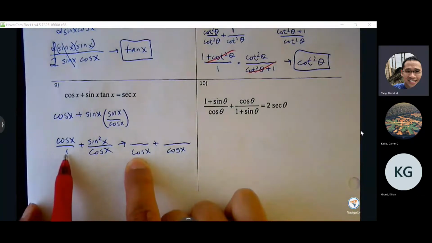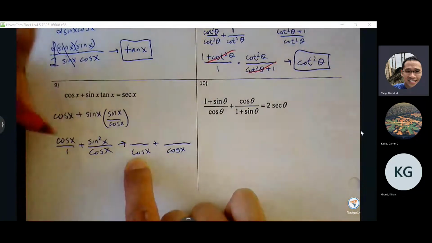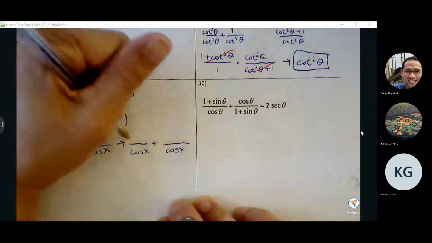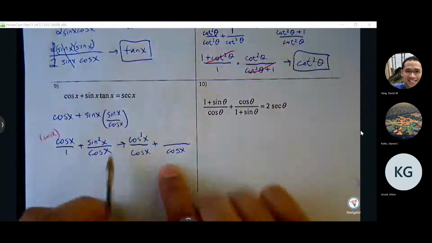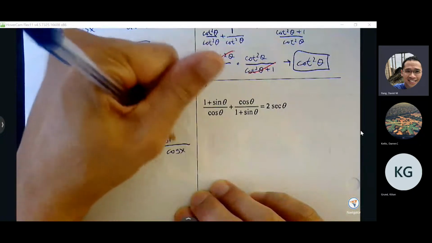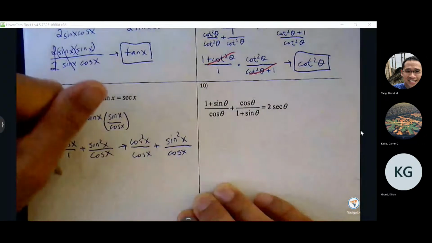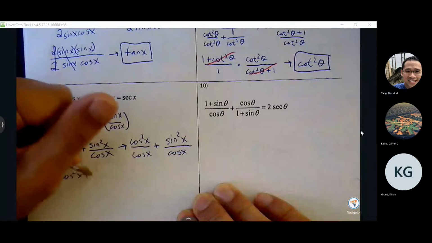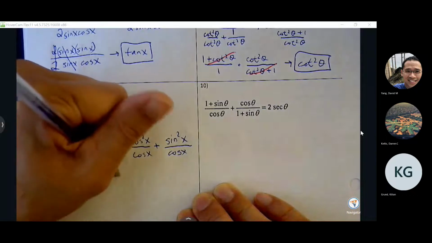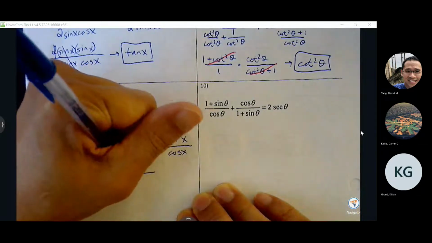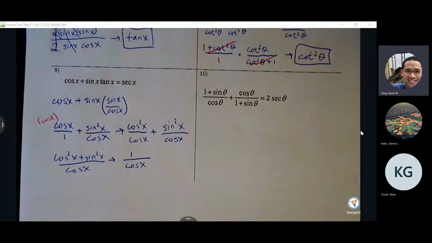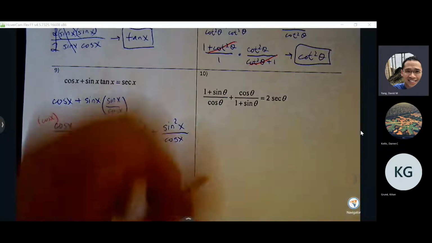Okay. The first denominator is missing a cosine, so I need to multiply the top by cosine. The second fraction is already the same denominator, so just keep that sine squared. Merge the two fractions together. There's an identity that's nice to see: cosine squared plus sine squared is 1. And 1 over cosine x equals secant.